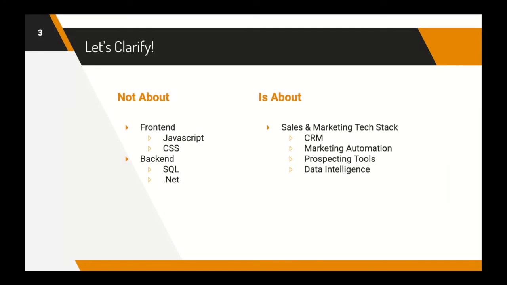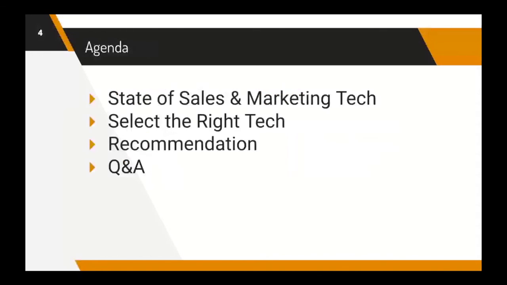All right. So today, what we will be handling is the state of sales and marketing tech. Where are we? What's been happening these past few years and where do we see it going? How to select the right technology for your organization as you're looking to scale and grow, and where does that fit into your current systems and processes? And then a recommendation from myself and Alise as to where you should start, a good technology to put in place from the get-go. And then we're going to be going through the Q&A.